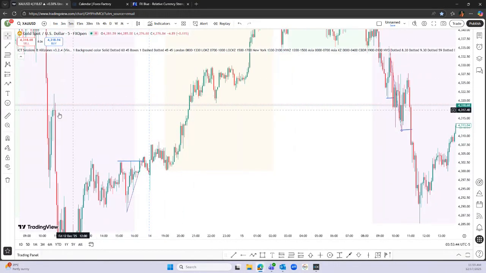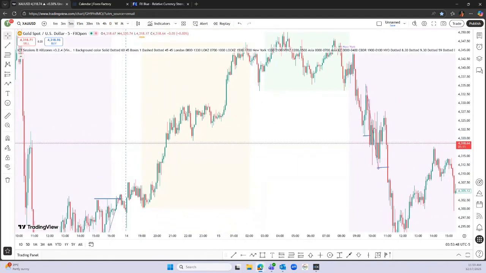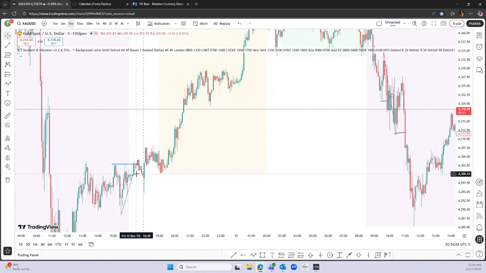Once you have done that, like I said, this leg you are seeing here represents the order flow of smart money. So step number 2, mark liquidity above and below the extreme.